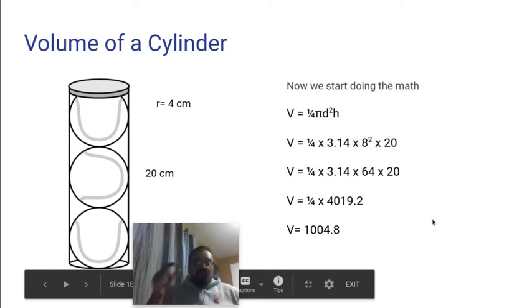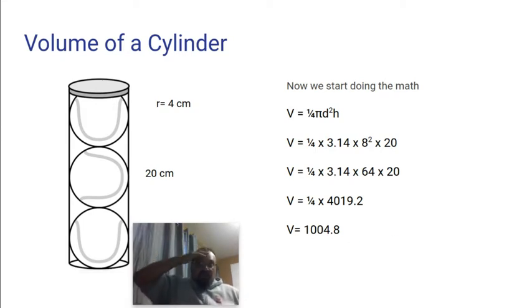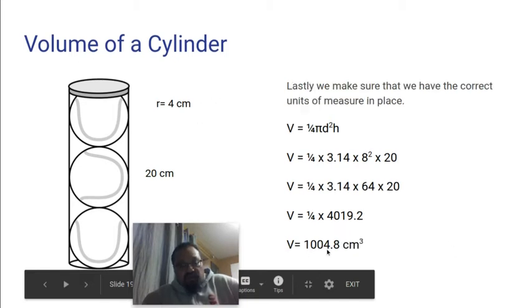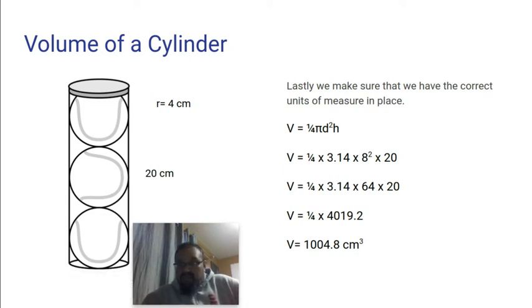1,004.8. As always, with any of the questions that we've been looking at or working with, we have to ensure that the units of measure are appropriate. For volume, it means it's always cubed. So it's 1004.8 centimeters cubed. Okay. And that's basically all that's done.